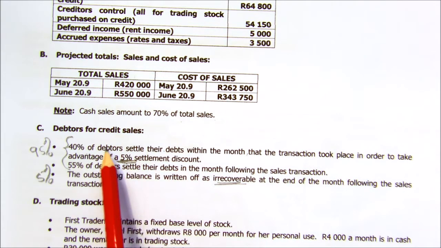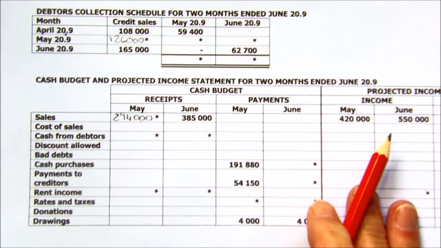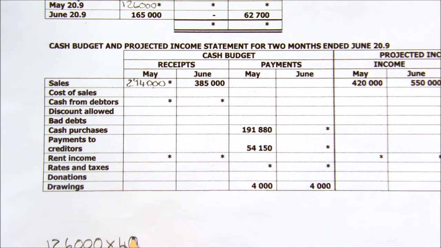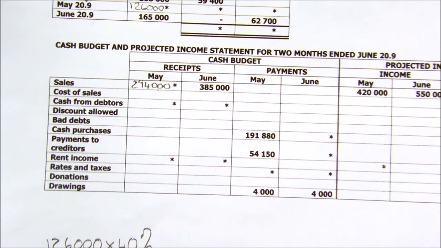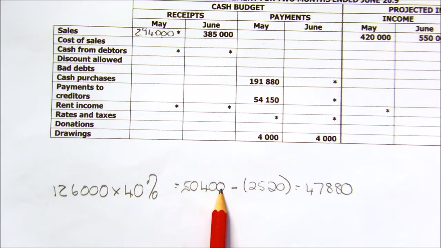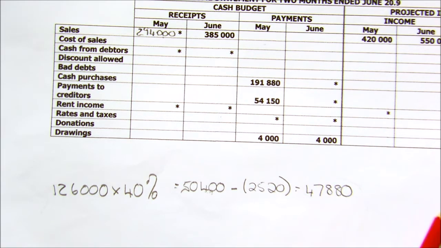So first of all, we've got to work out the cash we're going to get, but both discount allowed and bad debts are expenses, which means it's going to affect your income and expenditure. So going back over here, if we've got 126,000, it says that 40% of that will be received in the same month. Just working it out, the 40% paying is 50,400. Those are the people that are getting the discount. So we work out the discount, which is 5% of that, and that means in cash I'm only getting 47,880 in the same month.